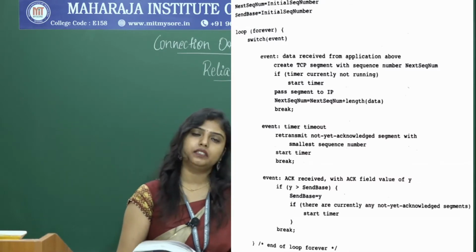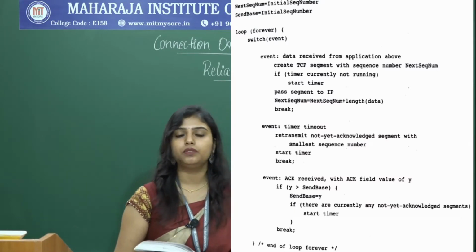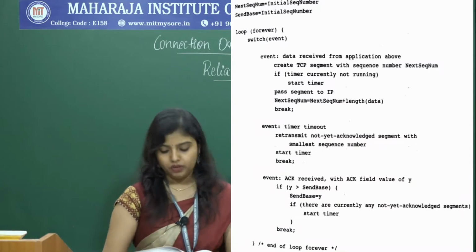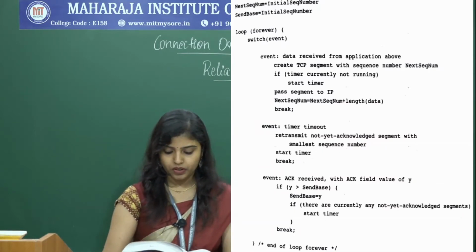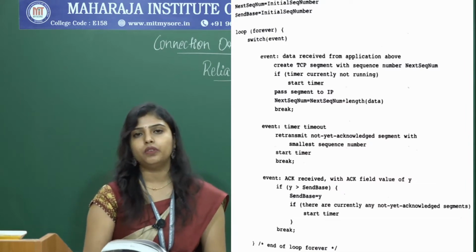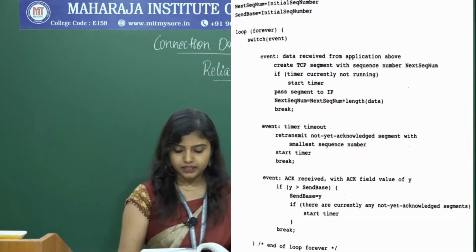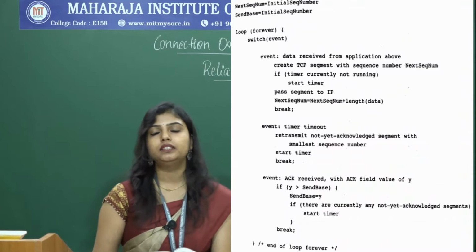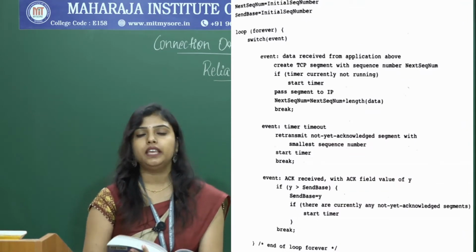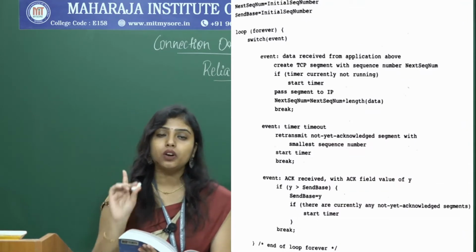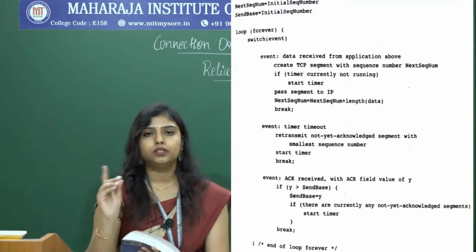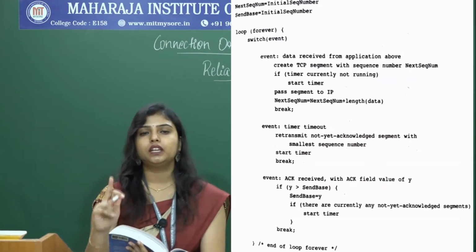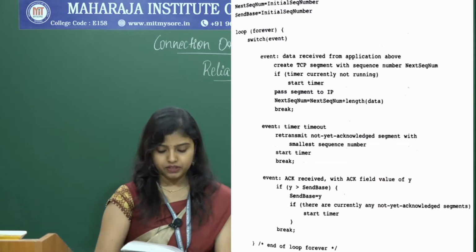Next, consider the next event. What happens when we receive the acknowledgement? When we receive the acknowledgement, we have used one more variable called y, when y is greater than send base. Here send base is nothing but the sequence number of the oldest unacknowledged packet.